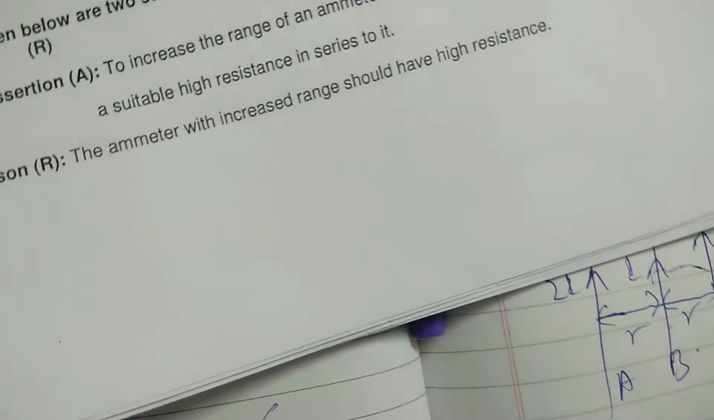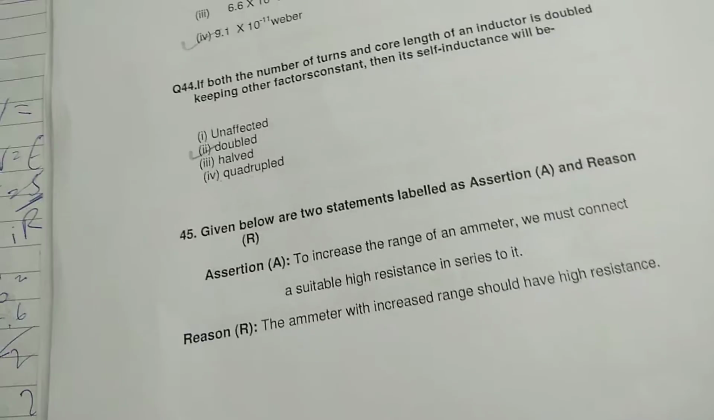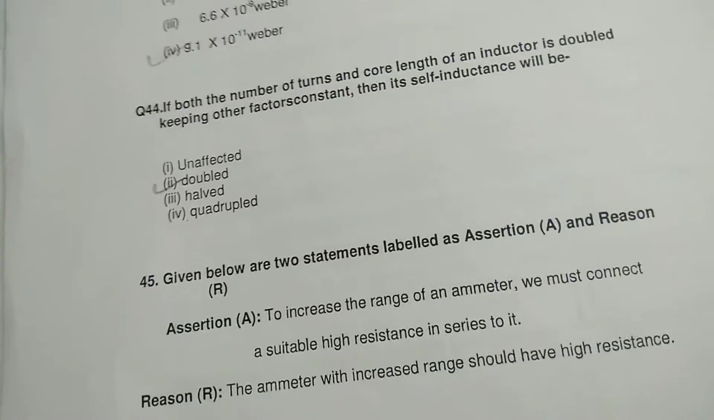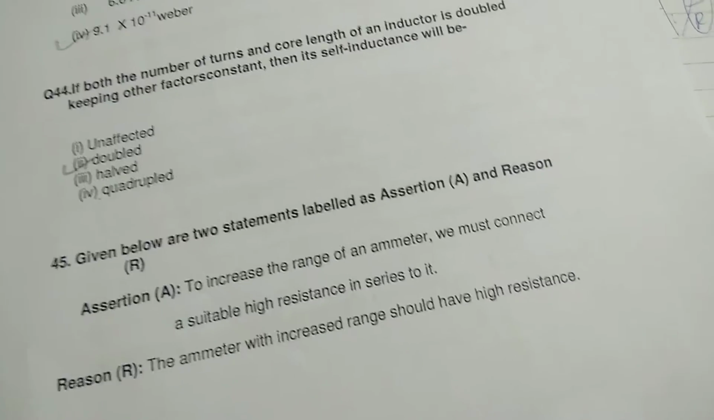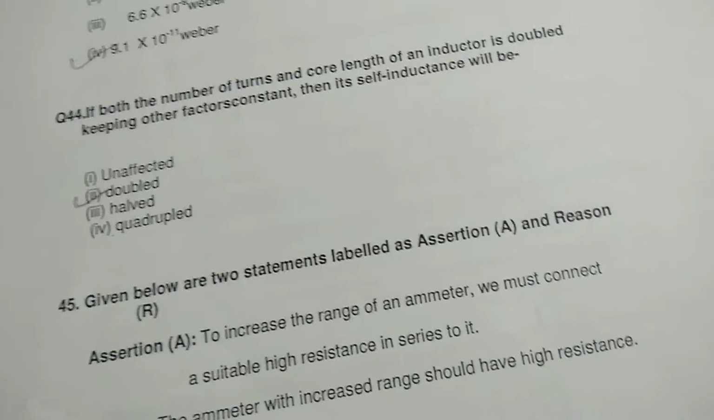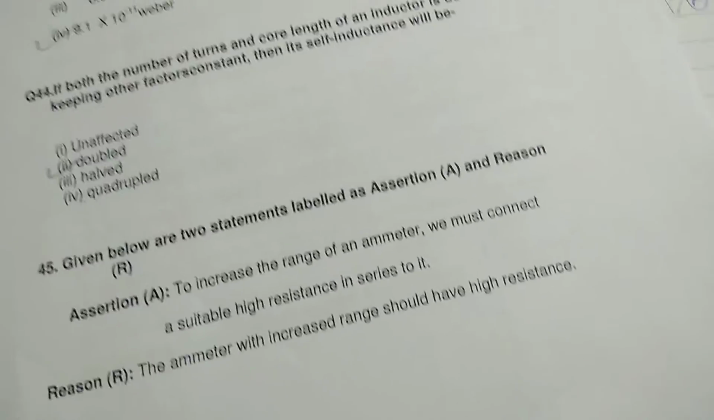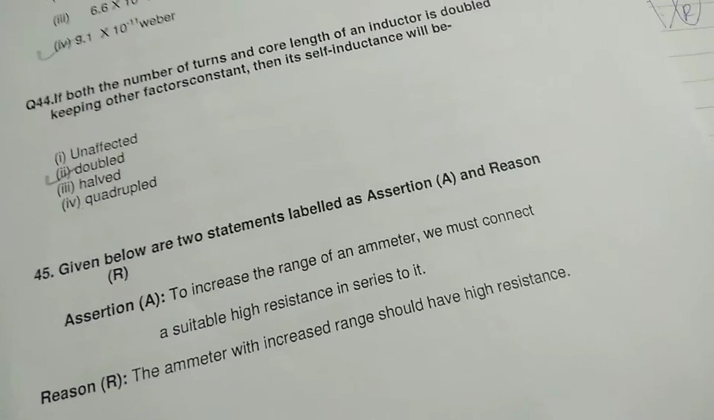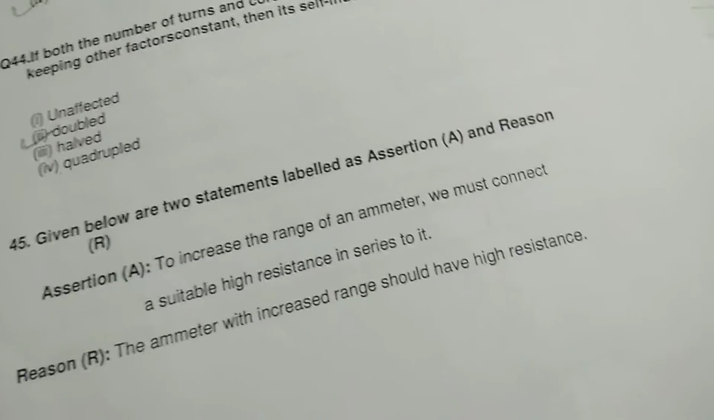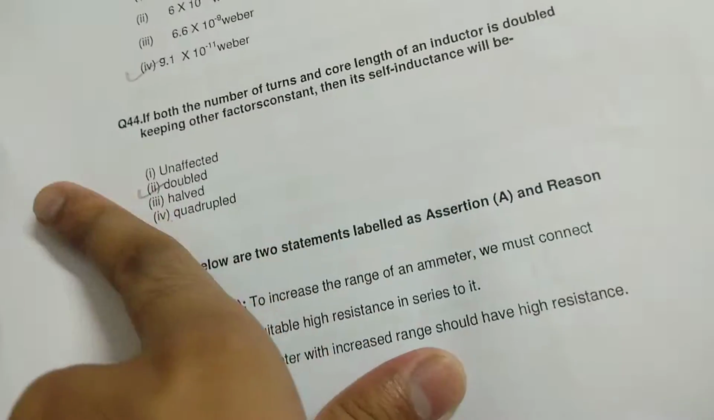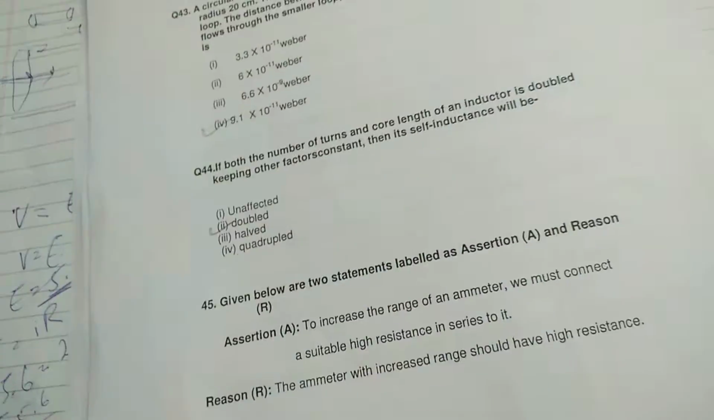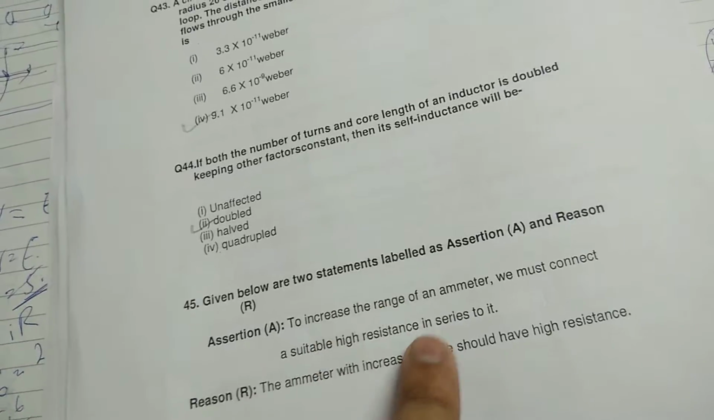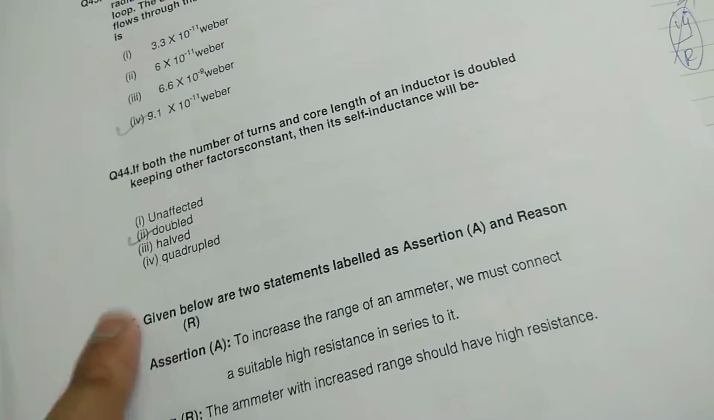Next is very important, the assertion reason type questions. So here we hardly need the pen and paper, but anyway. Assertion is: to increase the range of an ammeter, we must connect a suitable high resistance in series with it. To increase the range of an ammeter means to increase the amount of current that the ammeter will be showing. We need to allow more current to pass through the ammeter. Just understand simply. To increase the range of an ammeter means the ammeter will show us more deflection, more current. That means we should allow the current to pass through it first of all. If we are increasing the high resistance in series, that means we are increasing the resistance, so we are obstructing the flow of current. This is obviously wrong. Assertion is wrong.